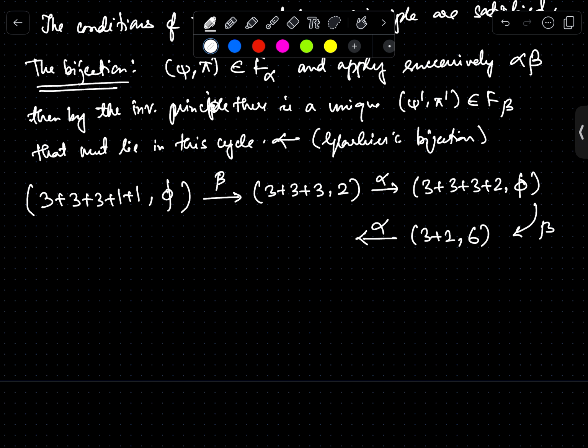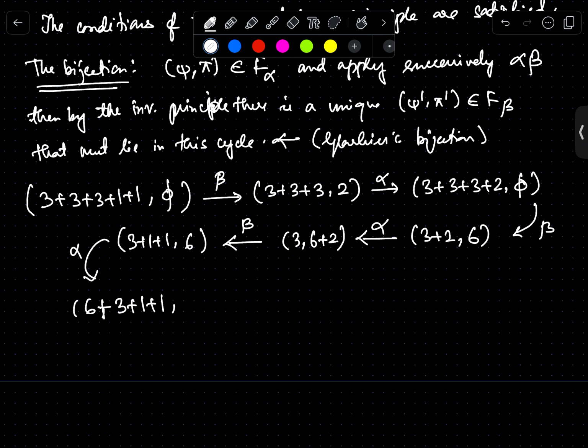Then again we apply alpha, and this time the 2 shifts to the other side. So we get 3 comma 6 plus 2. We apply beta again, and now the smallest even part is in pi, which is 1 plus 1. So we shift it and we get 3 plus 1 plus 1 comma 6. And finally, if we apply alpha here, I think you need 2 more steps. So if we apply alpha here, then the 6 shifts to the other side. So you have 6 plus 3 plus 1 comma the empty partition.